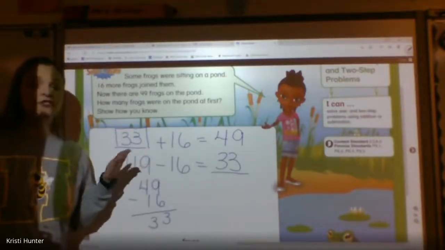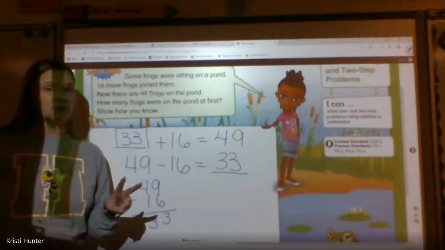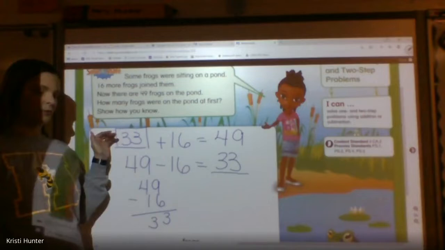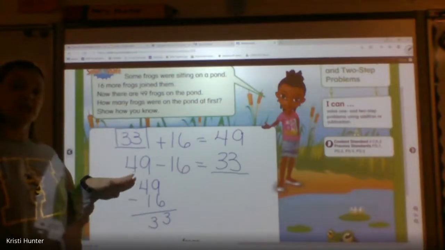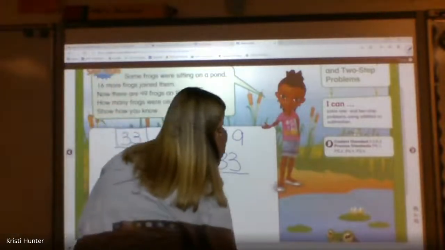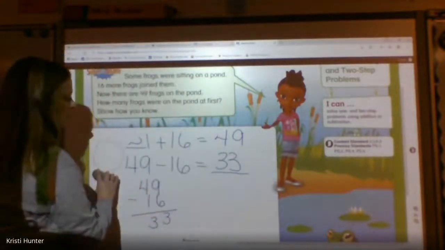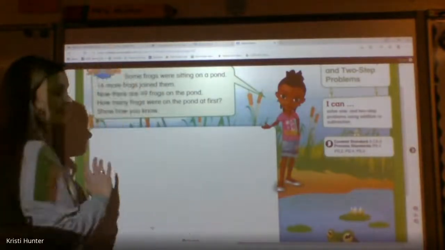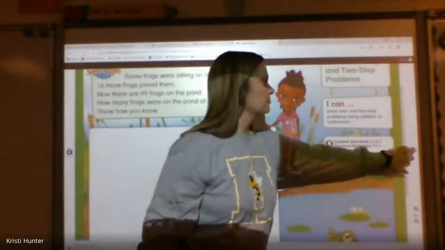I've actually written 2 different equations to solve this problem. The first one I did addition, but addition didn't really help me, so I had to turn it into a subtraction problem to be able to solve. Right, so let's look at some other examples here. That is what we would call a 1-step problem. Once I worked out my answer, I had it.